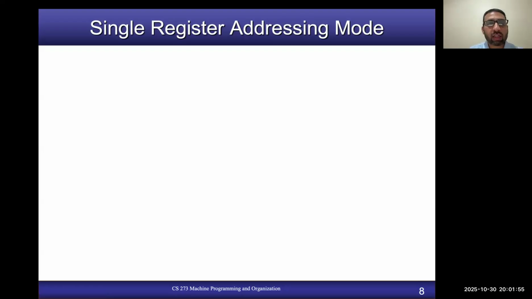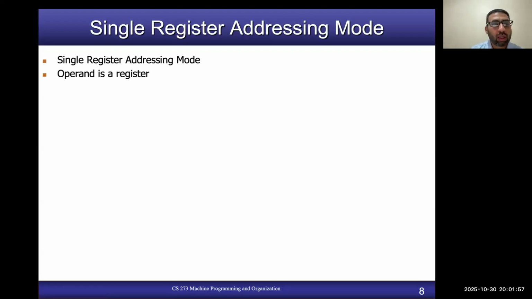So let's have a look at single register addressing mode. In this case, if an instruction uses single register addressing mode, it means that the operand is in the register itself, and there is only a single operand, and that operand is in a single register, right? So an example is the increment RD instruction. In this instruction, you have only one operand, and that operand is in the register, right?